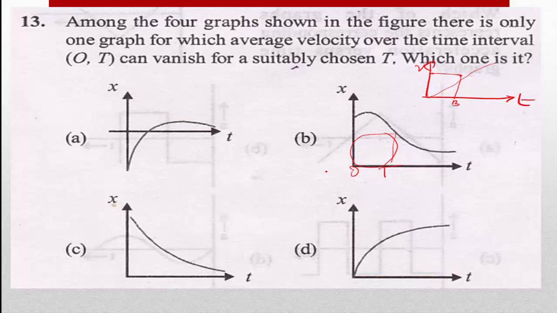Among these four graphs shown in this figure, there is only one graph which gives the average velocity over the time interval. What is average velocity? How to calculate the average velocity? Velocity is displacement divided by time. Average velocity is the average displacement covered by the body in a particular interval of time, or v1 plus v2 plus v3 divided by time.